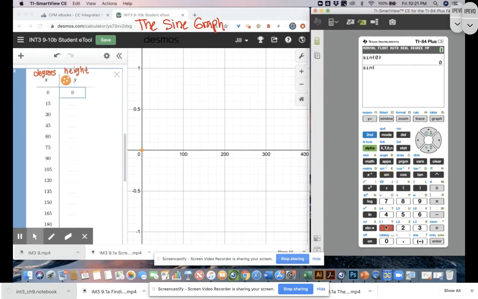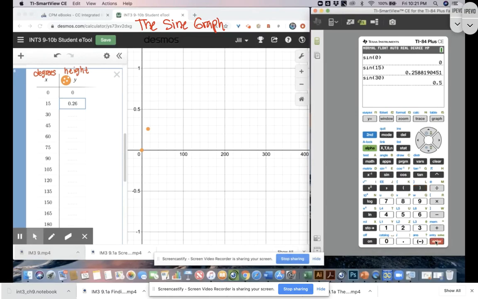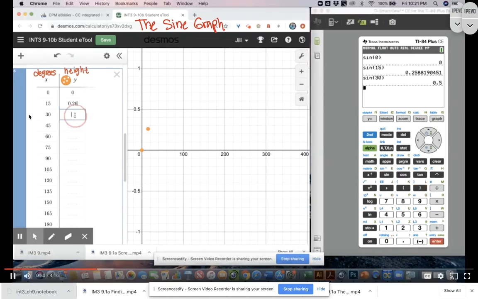Then we're going to do sine of 15 in the calculator. Notice we're typing it in. We'll make sure you're in degree mode. This is about 0.26. If you round it, it's 0.26. So this is what we're doing. We're going to go ahead and go on. Sine of 30 degrees. Go ahead and type that in the calculator or just watch how I do it, and you get 0.5. So you're going to put 0.5 in for the y-axis and then you're going to plot a point.